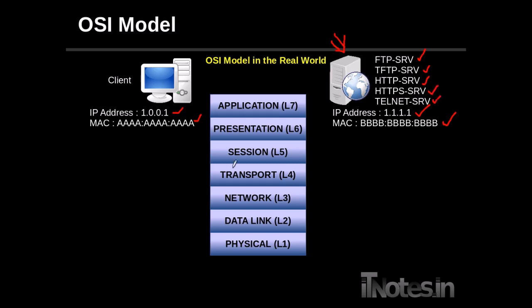Now from this computer I open Internet Explorer, and in the address bar I type 1.1.1.1, and when I press enter, it will create an HTTP request packet. This is the data that I said before. The PDU is the data. This data is generated from these three layers.